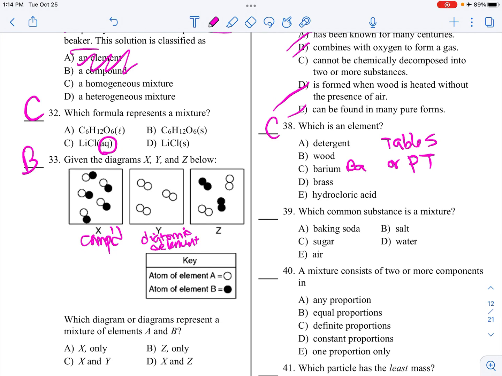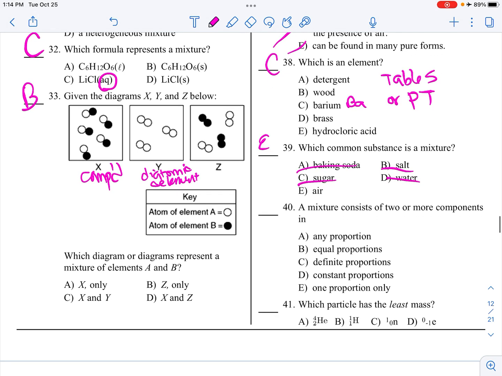What is a mixture? Baking soda, sugar, air, salt, or water. Definitely not water, salt, sugar. Baking soda is also a chemical. Air is a mixture of gases. A mixture consists of two or more components in any proportion, equal proportion, definite proportion, constant proportion, one proportion only. Well, salt water from the ocean is super salty. Salt water, called saline, for your contact lenses, is really not salty. So any proportion, I'm going with.